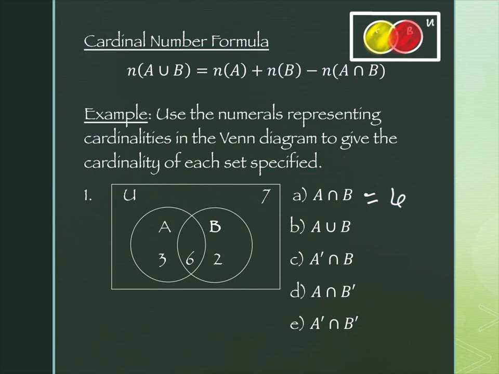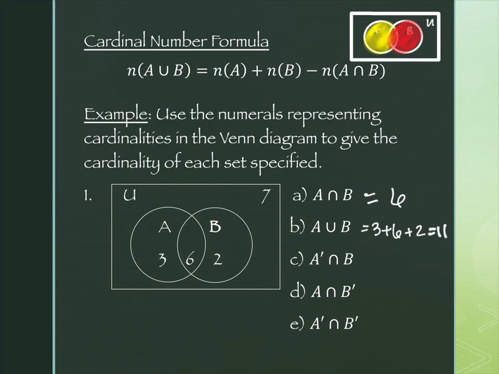And because they're actually individually identified, I don't need the formula, I just add the pieces that I see here. So I have a 3, 6, and 2, which gives me what? 11. You bet.